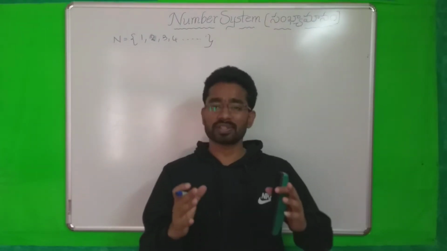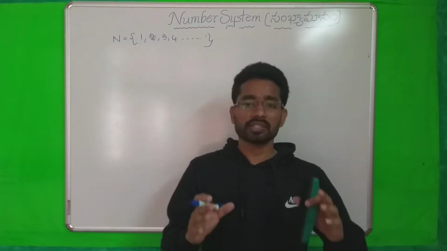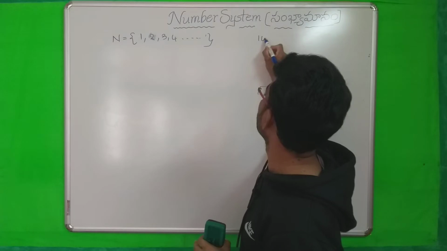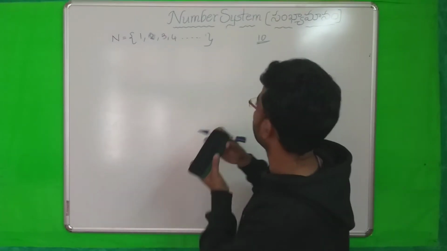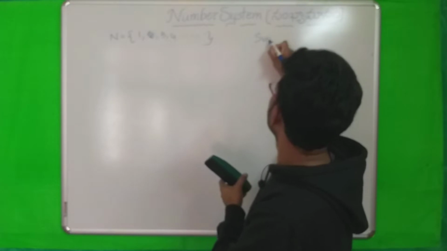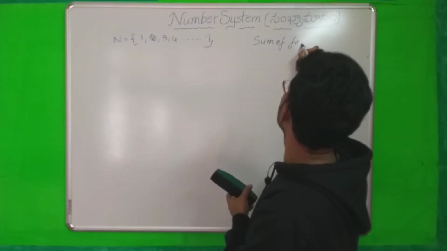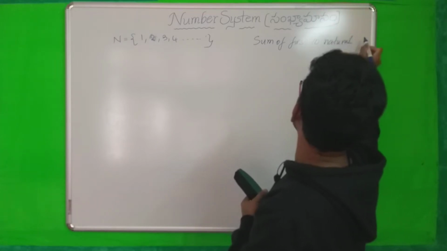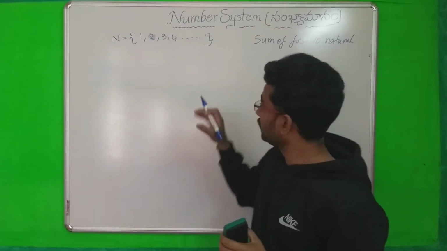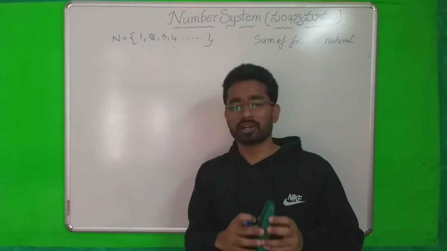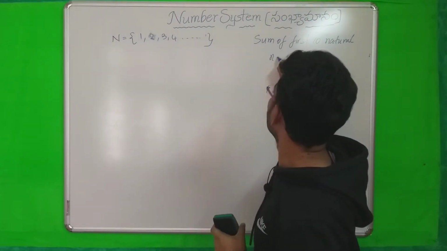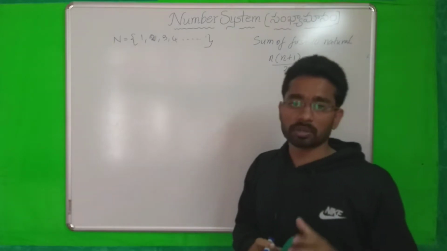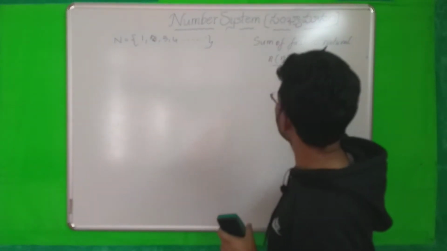The sum of first n natural numbers. For example, I am taking the first 10 natural numbers. Sum of first 10 natural numbers. So how can you find this? By writing 10 numbers, the addition will be a little bit hard. We have one formula. What is that? n into n plus 1 by 2. This is the formula for the sum of first n natural numbers.